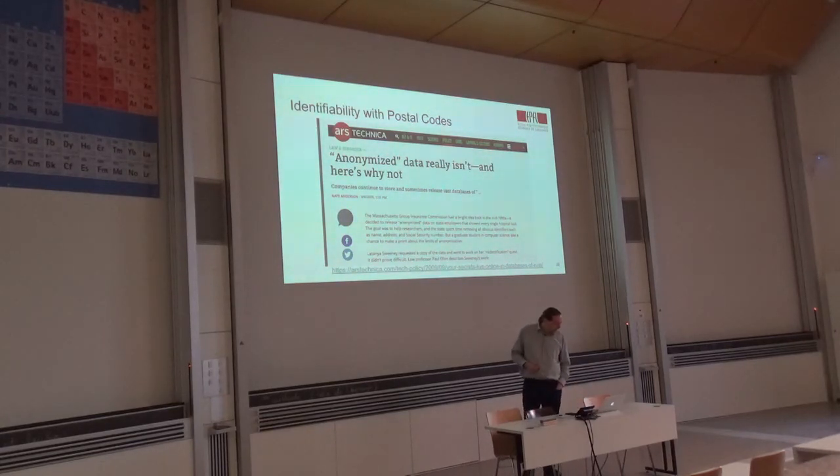The Massachusetts Group Insurance Commission released supposedly anonymized data on state employees showing basically every single hospital visit over a period of time. And this was a great thing for researchers. They removed obvious identifiers such as name, address, and social security number. But there was an enterprising graduate student, and when enterprising graduate students get their hands on data sets like this, anything can happen.